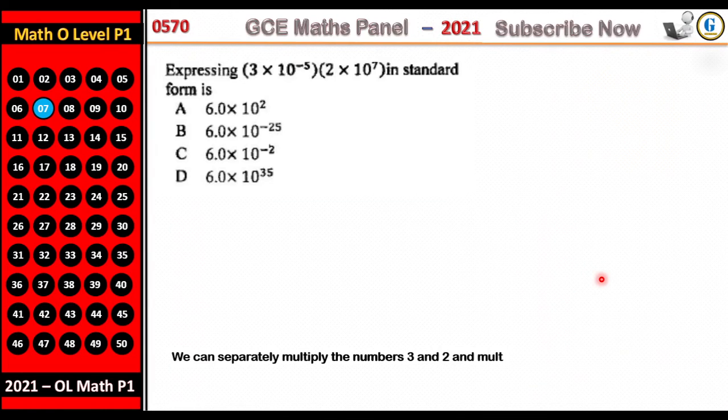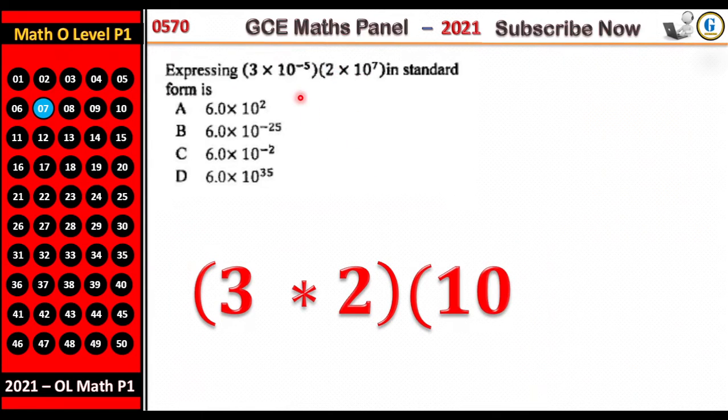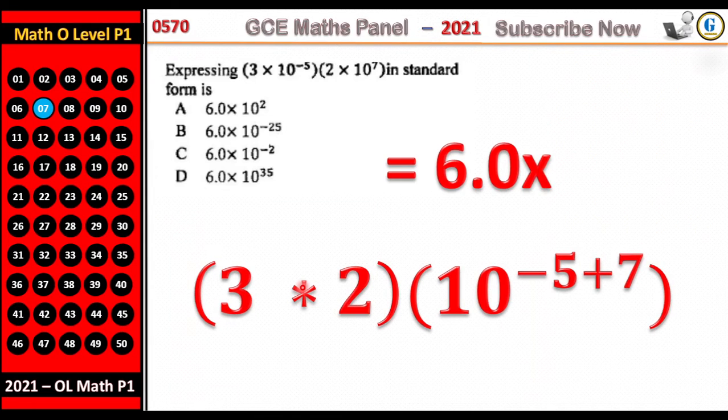Expressing this in standard form gives. So this is a product of standard forms. To write this in standard form, we can separately multiply the 3 and 2, and separately multiply 10 to the power minus 5 and 10 to the power 7. So this will give us 3 times 2 for the first bracket, and for the second bracket you have 10 to the power minus 5 times 10 to the power 7. Since the bases are the same, from the law of indices you can add the powers. So this will give us 6 times 10 to the power 2.